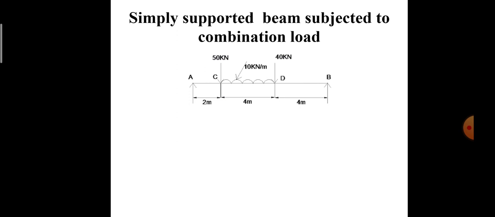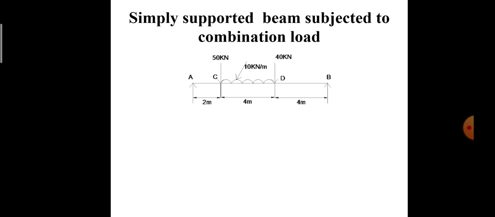So we have totally two concentrated loads here. One is of 50 kilonewton magnitude and another is 40 kilonewton magnitude, and for the UDL we have 10 kilonewton per meter magnitude through the distance of 4 meters. Here the 50 kilonewton point load is located 2 meters from point A, and the 40 kilonewton point load is located 4 meters from support B.